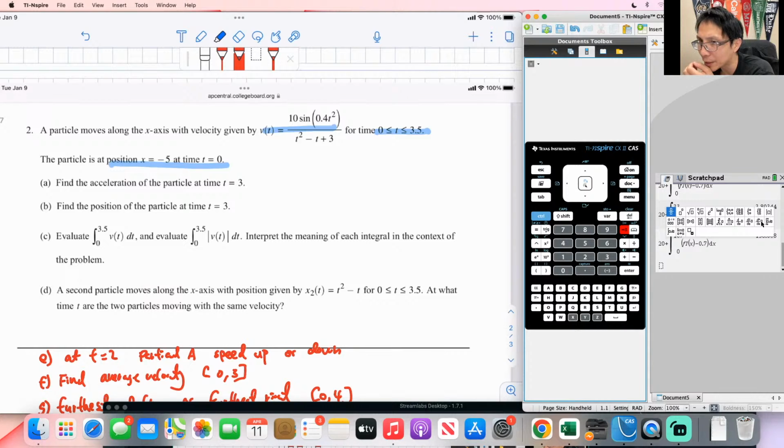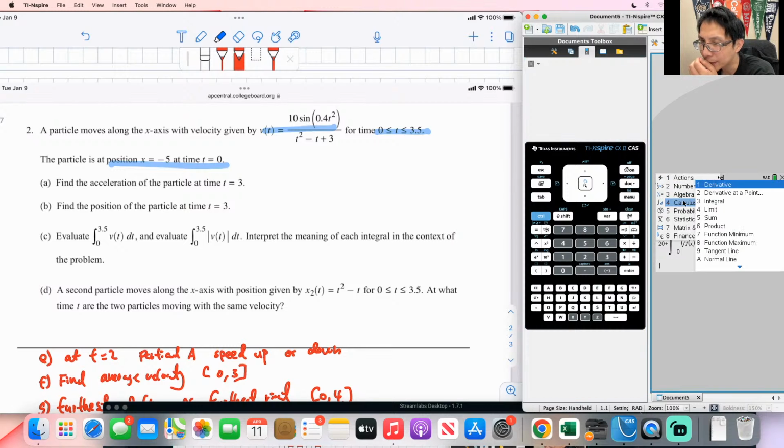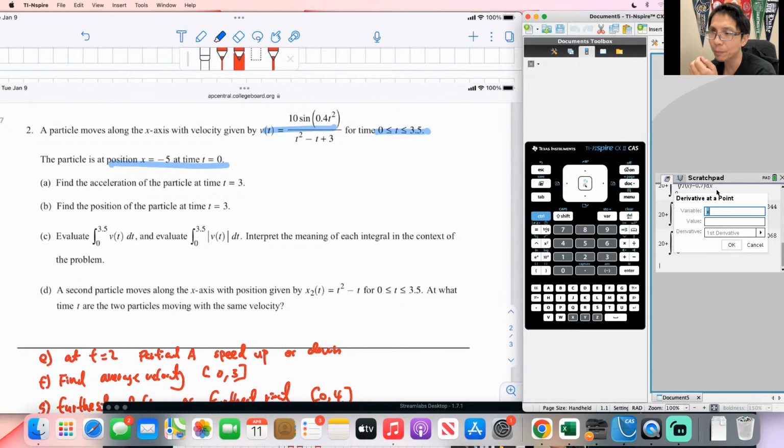But do they have an x equal to? Yes, they do. You go to menu. Is it the menu? Yeah, first menu, and calculus. Calculus, and derivative at a point. Derivative at a point. There we go. X equal to 3, right?